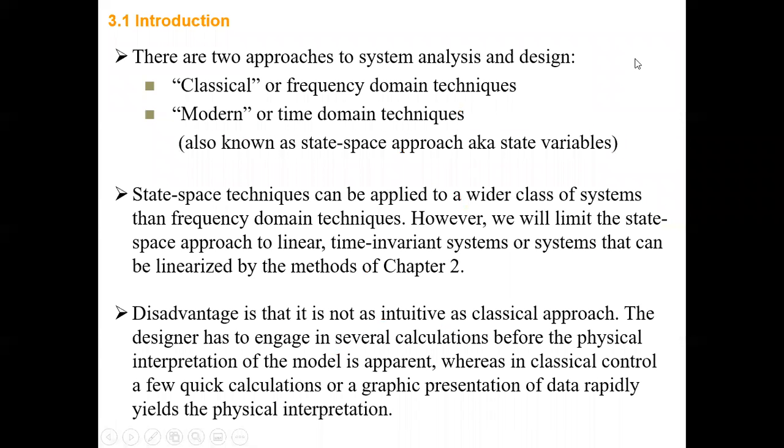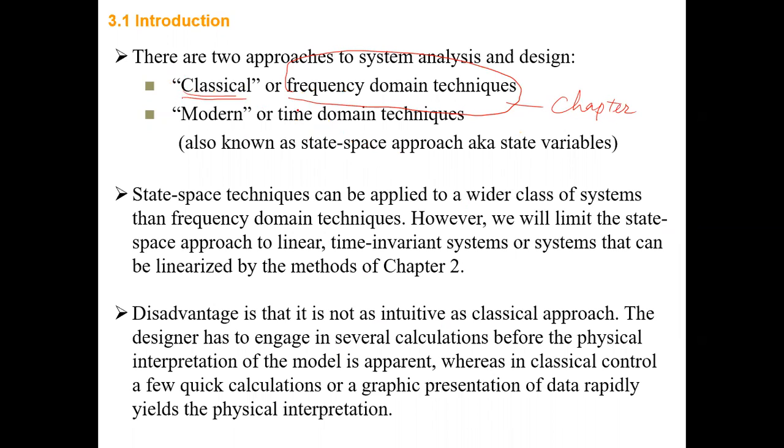All right. So as you already know, there is a frequency domain technique. This is chapter 2, right? Frequency domain. This is chapter 2, and that technique is also called the classical technique.